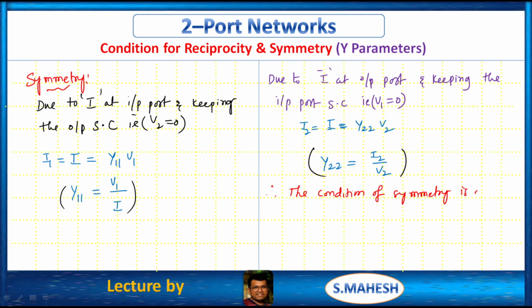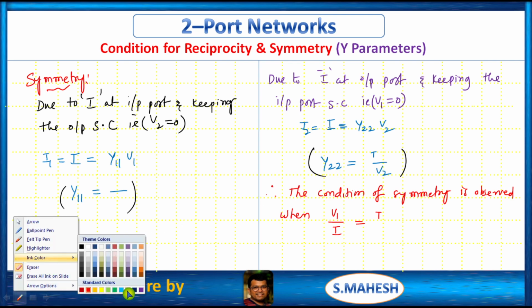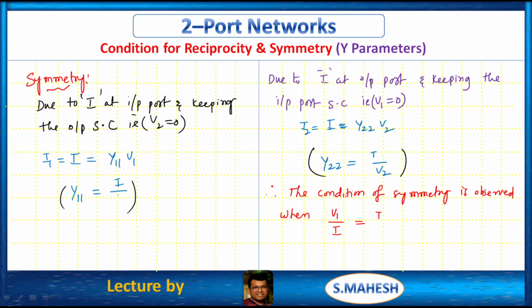is observed when I by V1, what is the voltage here? This is only I. This is I by V1, and this is I by V2. Now it's clear.